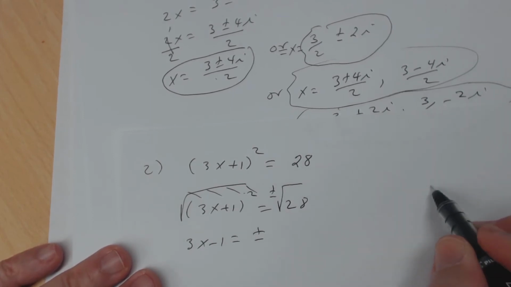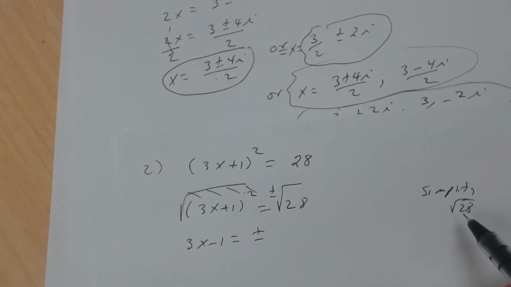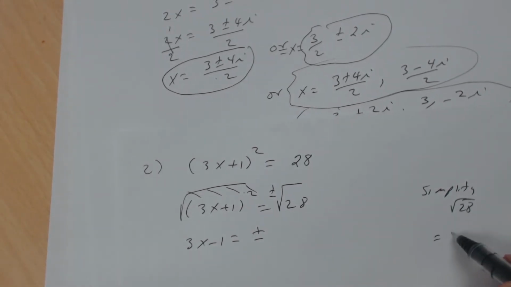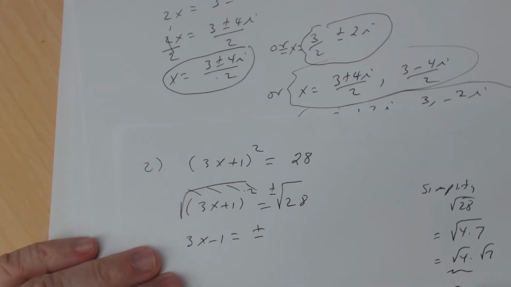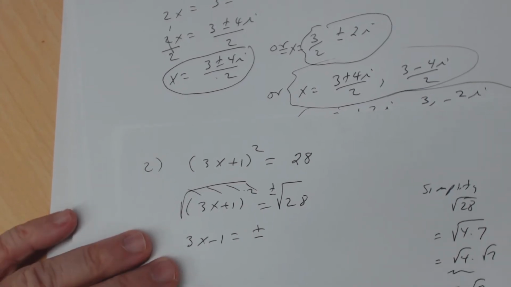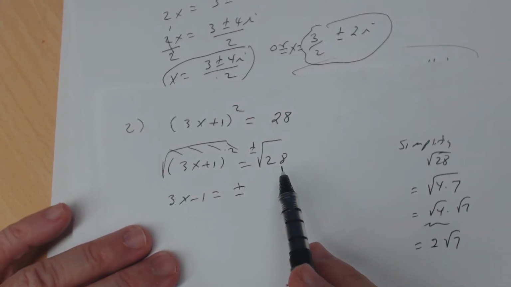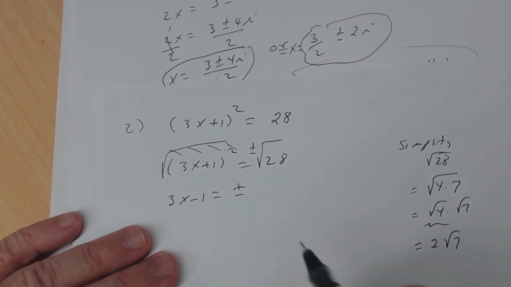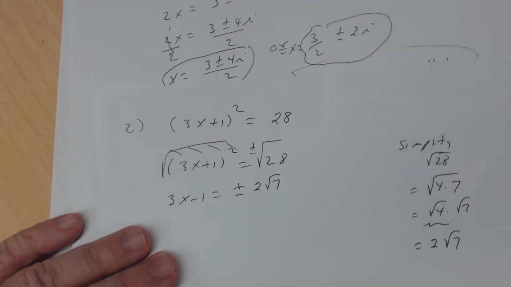Now let's go ahead and simplify the square root of 28. The largest perfect square that goes into 28 is 4. So I get the square root of 4 times 7, which is the square root of 4 times the square root of 7, and the square root of 4 is 2. So you get 2 square root of 7. The directions will say to simplify, so don't leave your answer like this. If it says simplify, you simplify. So I get plus or minus 2 square root of 7.